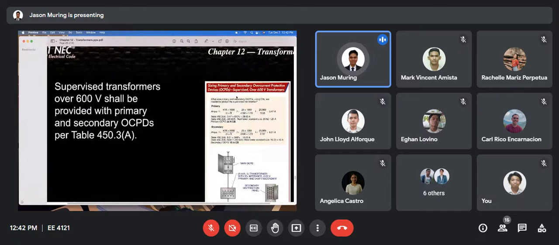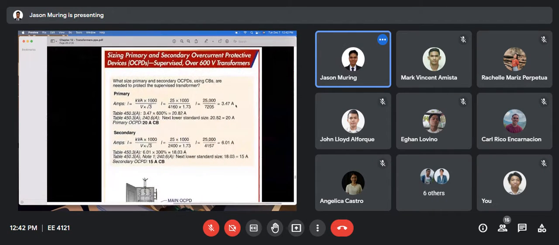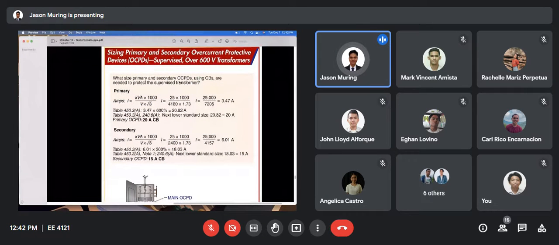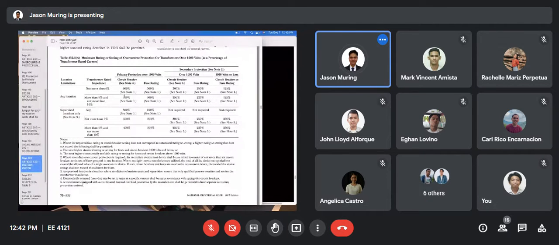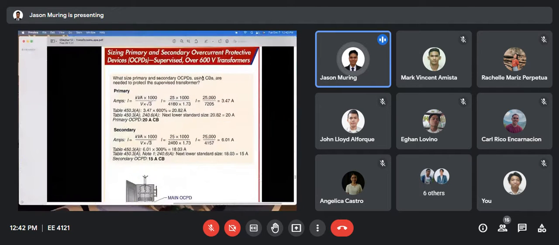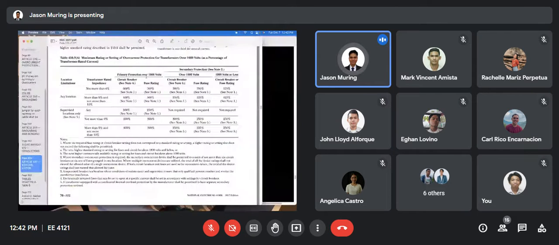Okay, so we have here primary and secondary calculations. That's the only difference. What size primary and secondary OCPDs using circuit breakers are needed to protect the supervised transformer? Again, that's here in this table, 450.3 A. So this is over 600. Let's just say this is over 1,000 now because there's no other option. So we only have here one over 1,000.